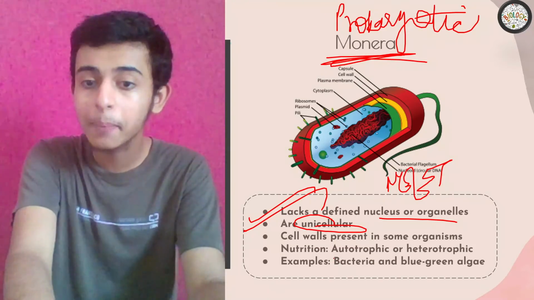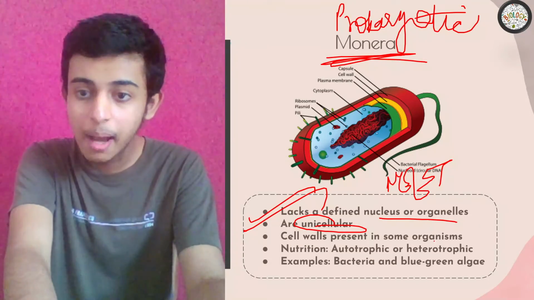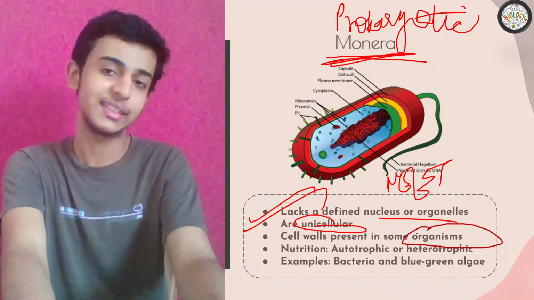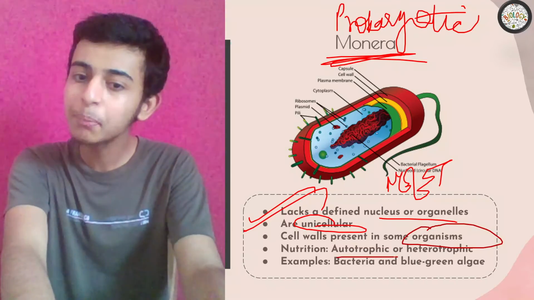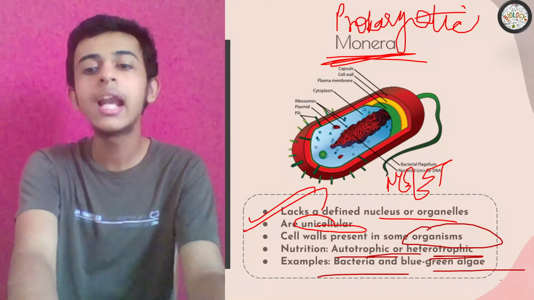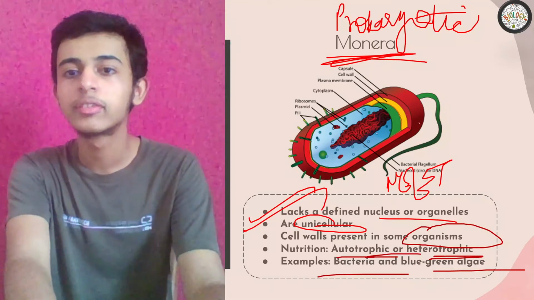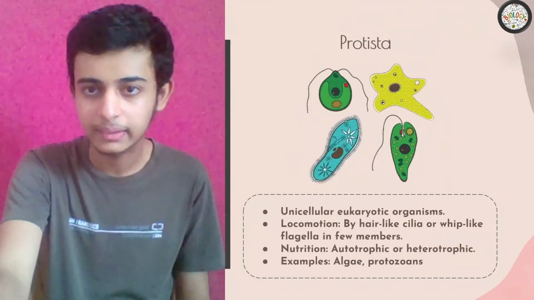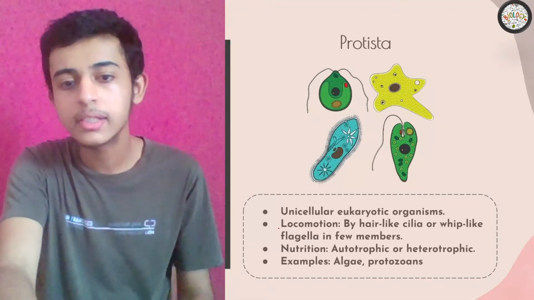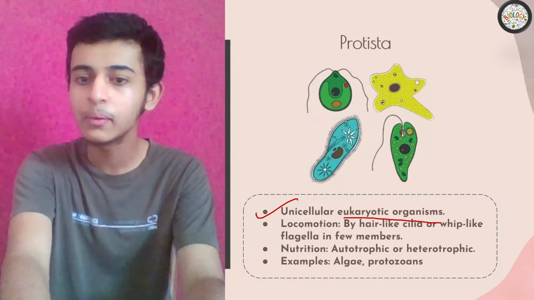Cell walls are present in some organisms. In some organisms, you will see a cell wall. Nutrition can be autotrophic or heterotrophic. Okay, examples: bacteria and blue-green algae. So they are the examples of kingdom Monera. Clear? Protista. Protista, they are unicellular and eukaryotic organisms, as I told you.